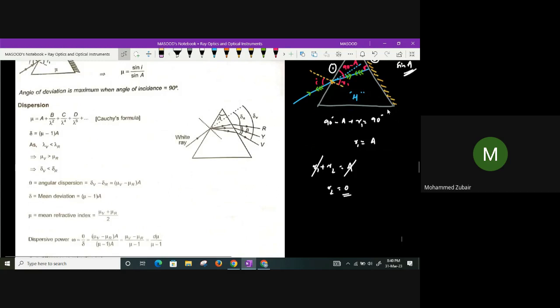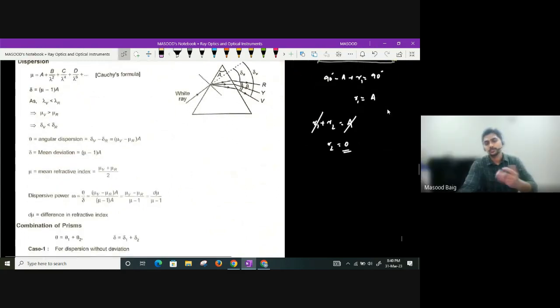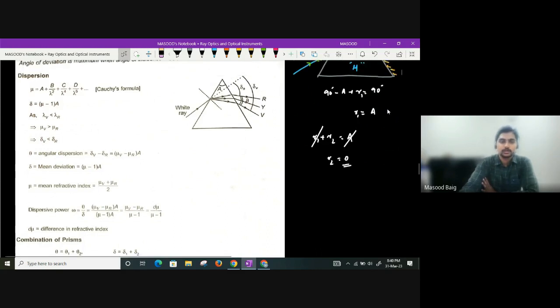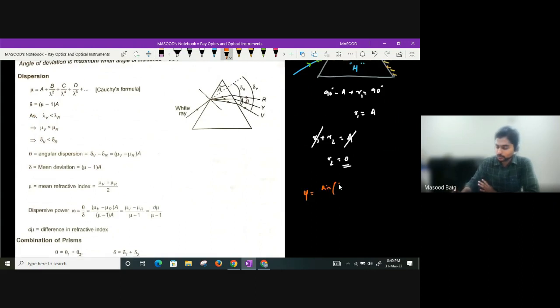Right. Now we have something called dispersion. Dispersion, combination of prisms and optical instruments. Maybe in 15 minutes I'll try to wind this up, guys, and we'll move on to question solving. Right. We got the refractive index of the prism as sine of A plus delta minimum, whole divided by 2, whole divided by sine of A by 2. Is this clear, all of you?